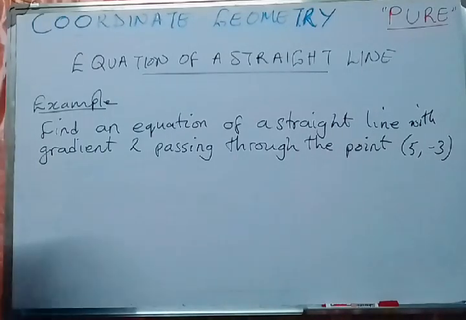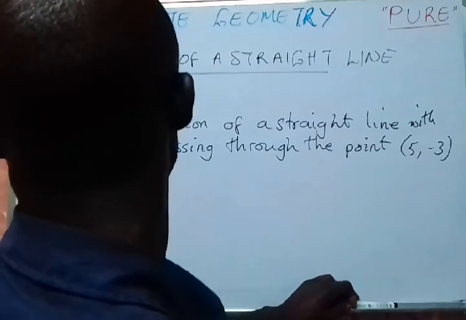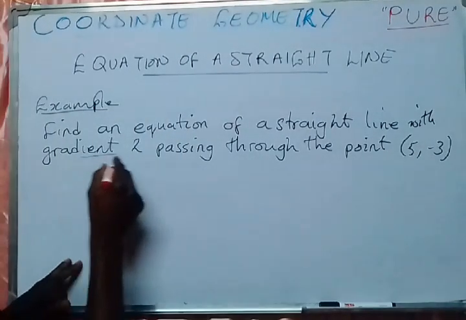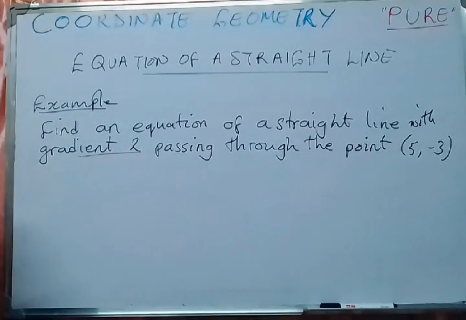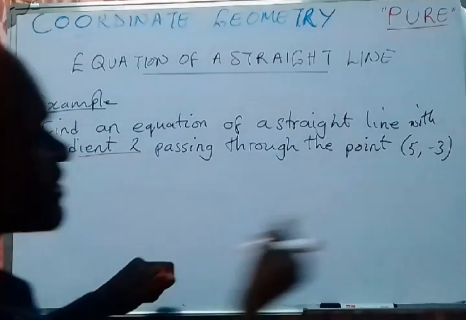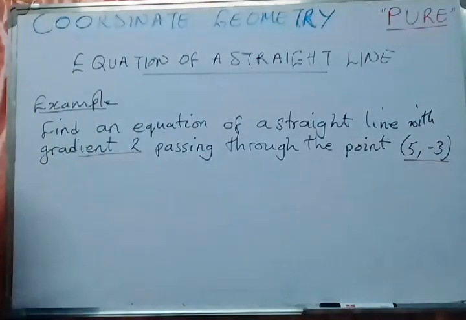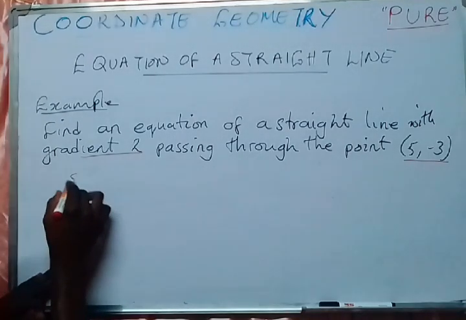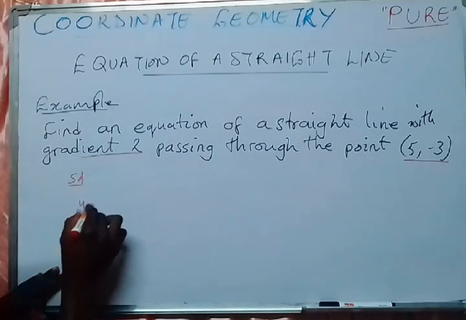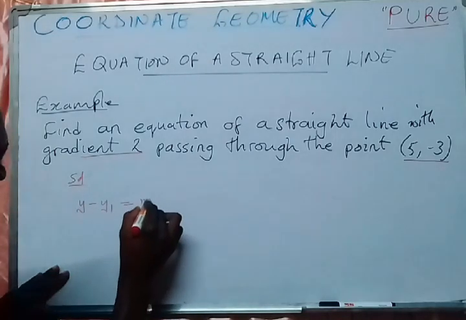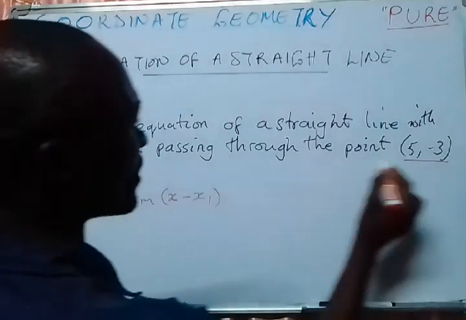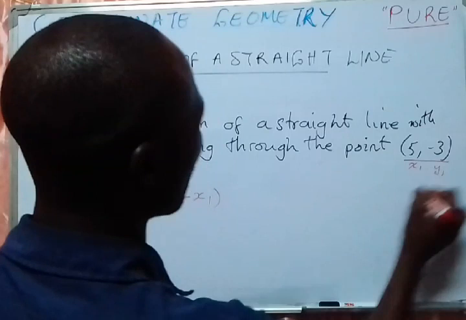Now, if we consider this question, find an equation of a straight line with gradient 2, passing through the point 5, negative 3. Considering the three equations, we have the gradient given and then the point given, so we are going to apply the formula y minus y1 is equal to gradient, open bracket, x minus x1. Therefore, this one will be our x1 and this one our y1.